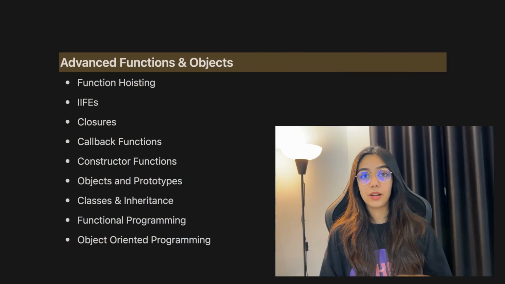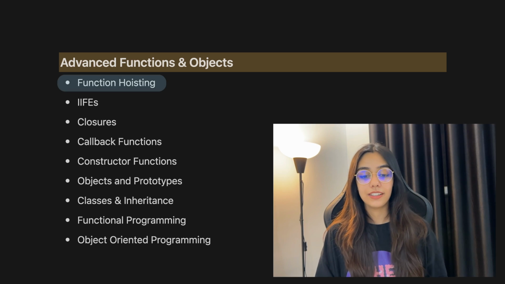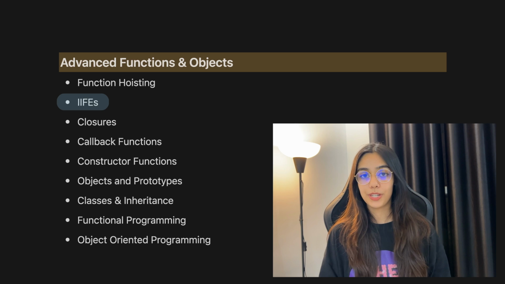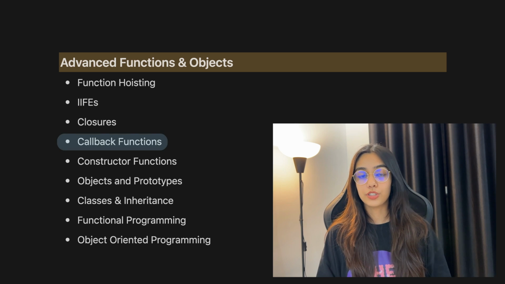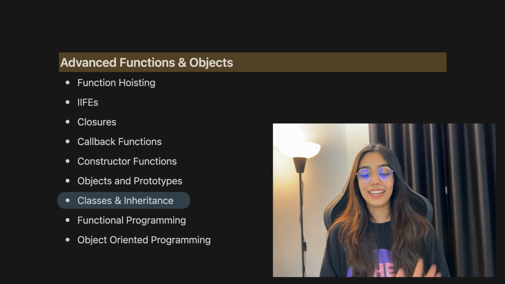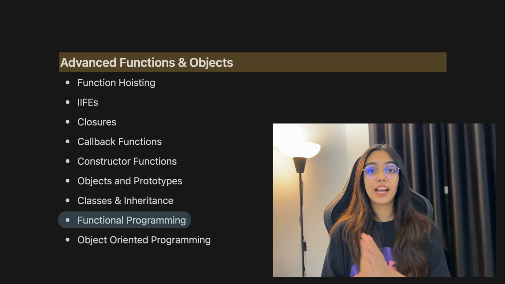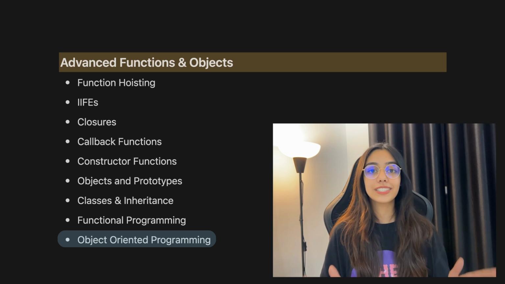Moving on to the next section about advanced functions and objects. This includes stuff like function hoisting, immediately invoked function expressions, closures, callback functions, constructor functions, objects, prototypes, classes, and inheritance. And then also learning about how functional programming as well as object-oriented programming works in JavaScript.